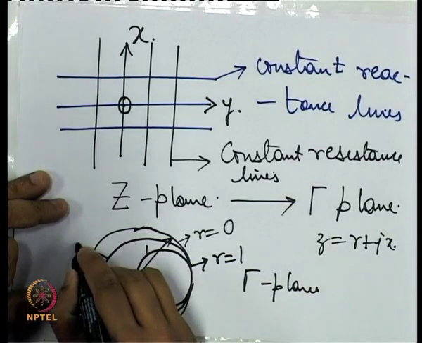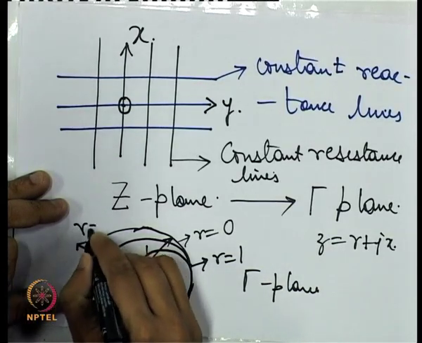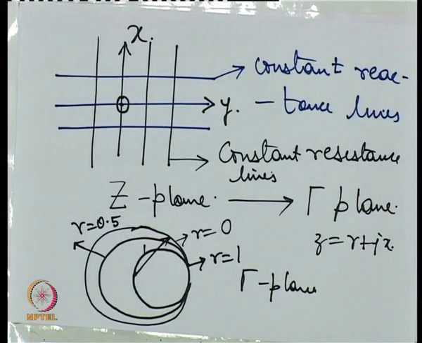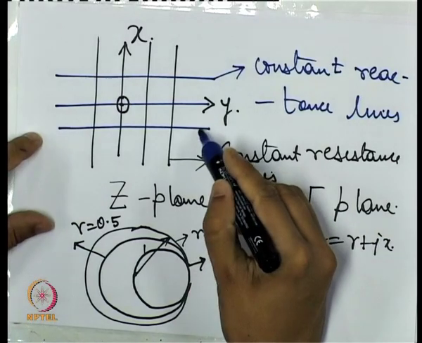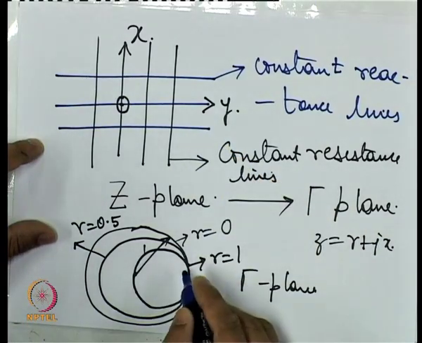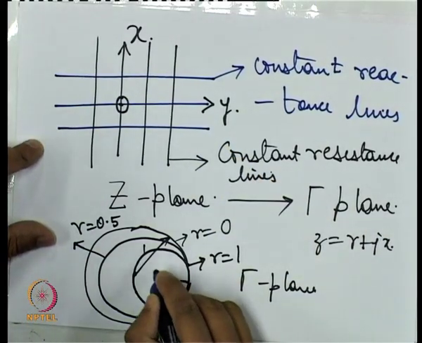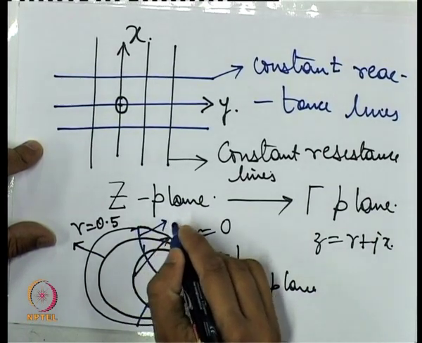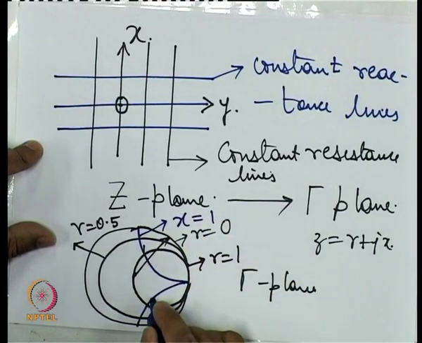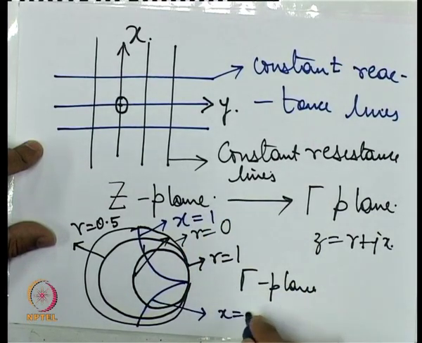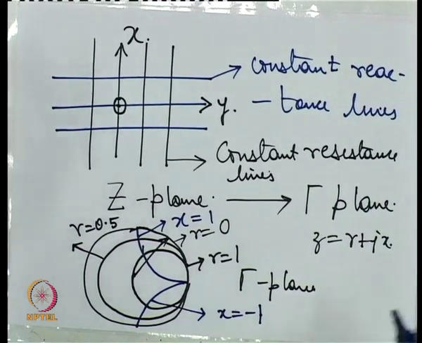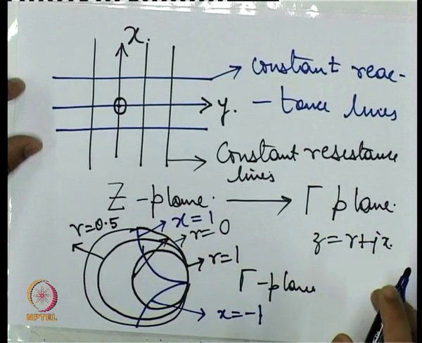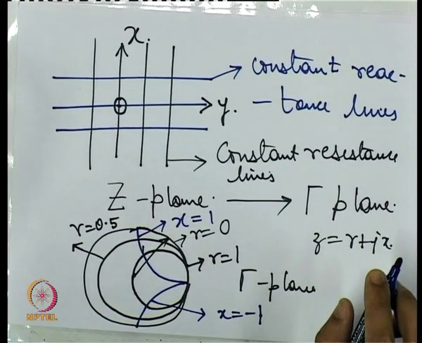So say this is the R equal to 0.5 circle, and these constant reactance lines also get converted to circles like this. For example, this is the x equal to 1 circle, this is the x equal to minus 1 circle. As the resistance or reactance value goes on increasing, the radius of these circles keeps on decreasing.